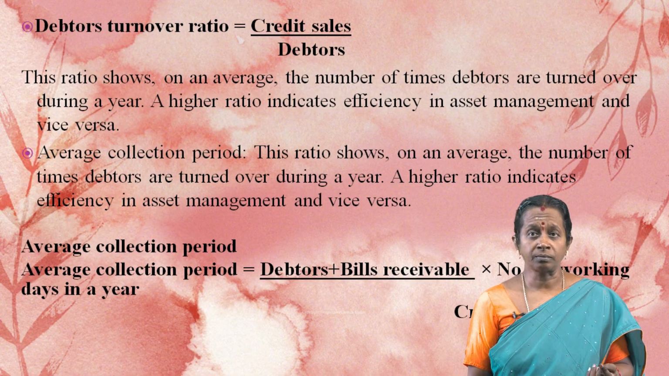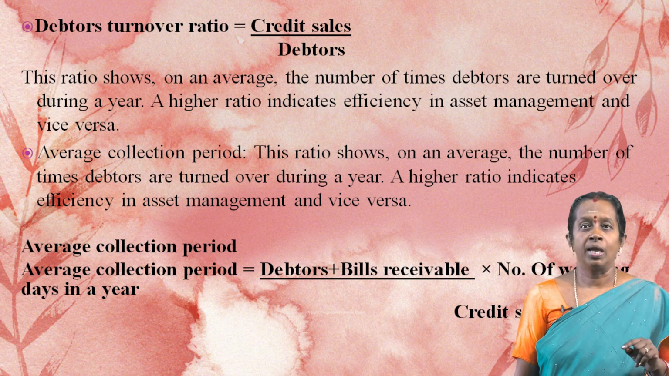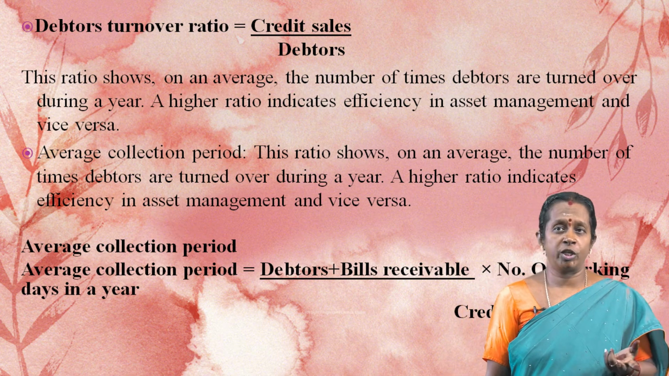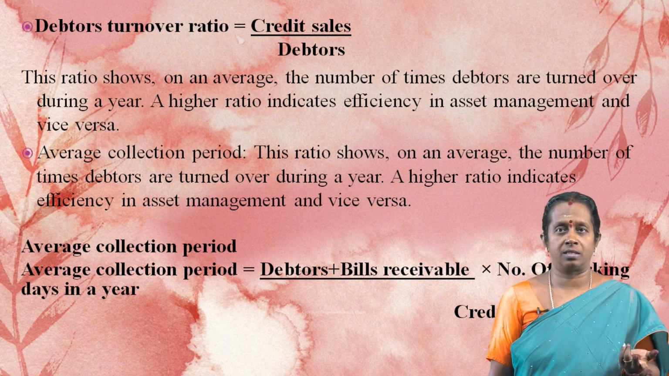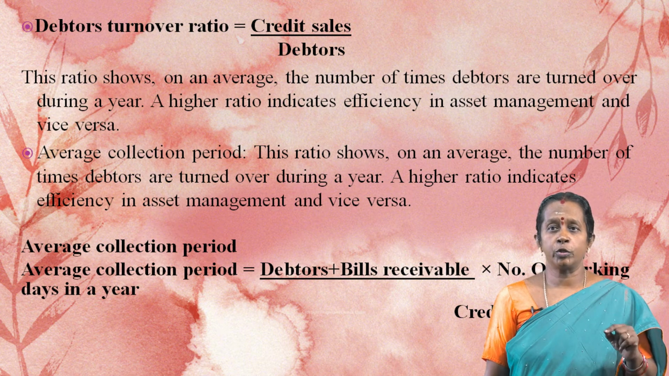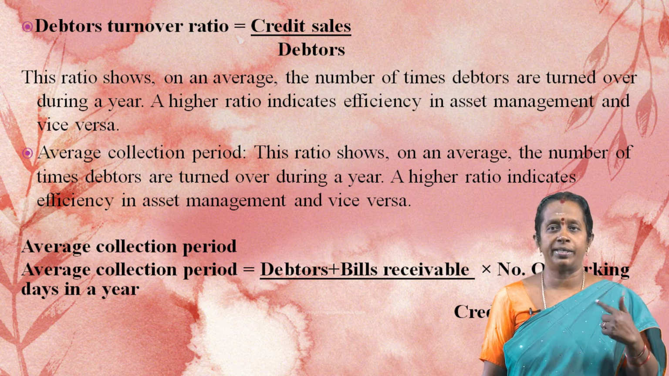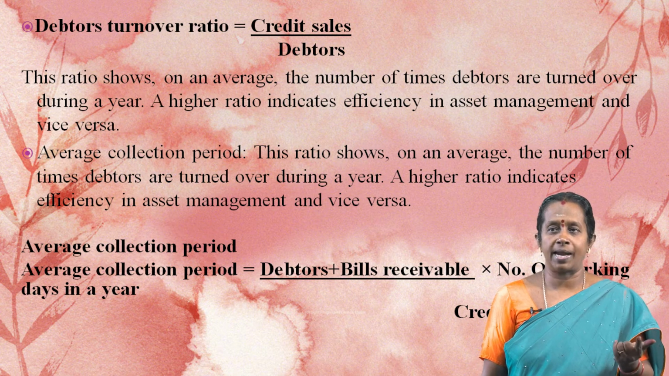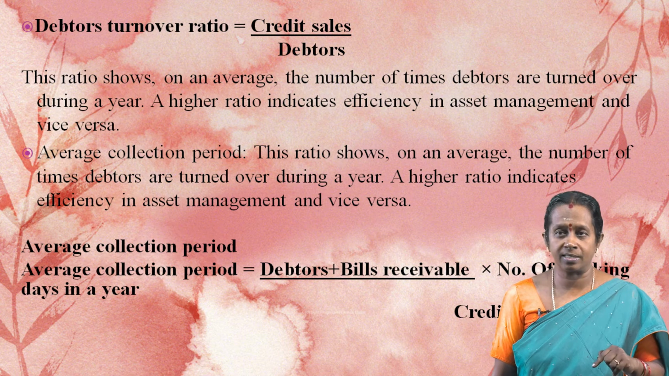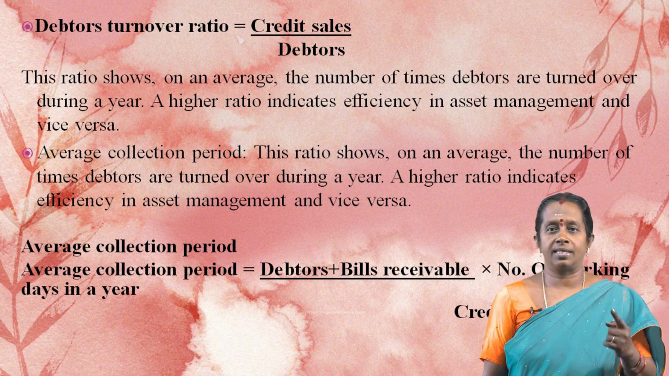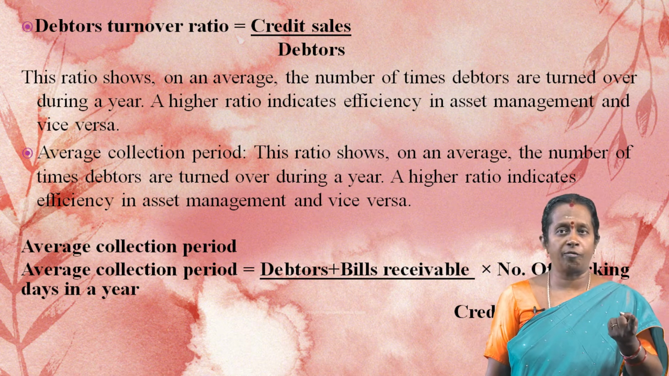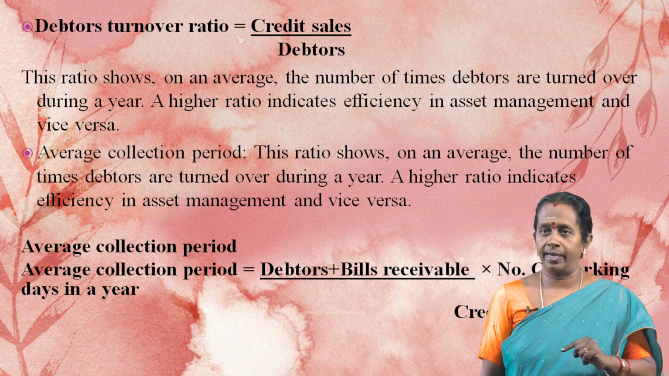Next one is the debtors turnover ratio. In the case of the debtors turnover ratio, we normally measure the credit sales related to debtors. This ratio shows, on average, the number of times debtors are turned over during a year. A higher ratio indicates efficiency in asset management and a lower ratio indicates lower efficiency in asset management. To find the debtors turnover ratio, the formula is credit sales divided by debtors.